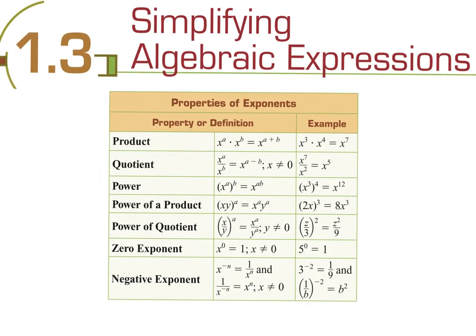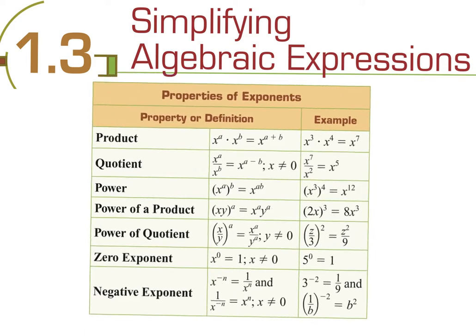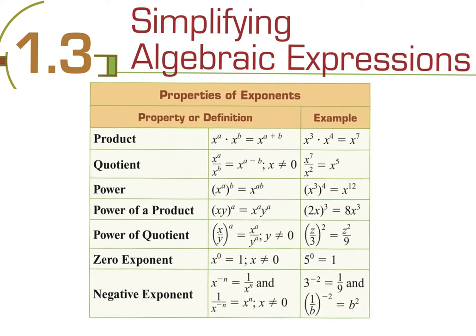But the first thing you need to look at when you're simplifying algebraic expressions is your properties of exponents, all right? Product property. This property says that if I am multiplying like bases, then I add the exponents. The examples that they give me here are x to the a times x to the b. These are the same bases, x and x. So when I multiply these, it ends up being x to the a plus b.